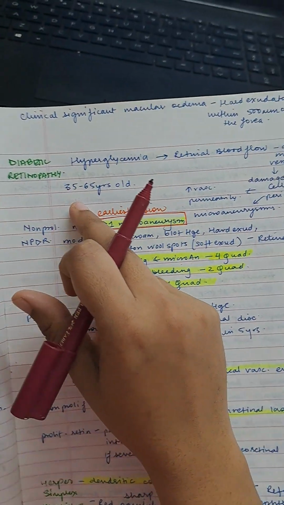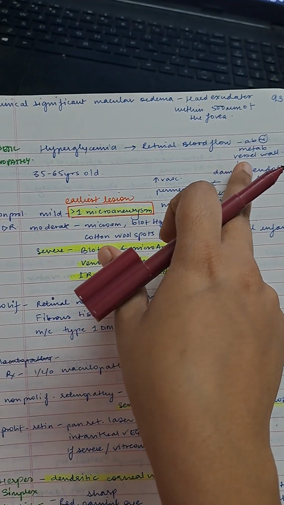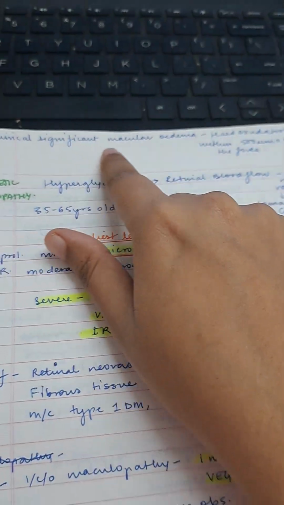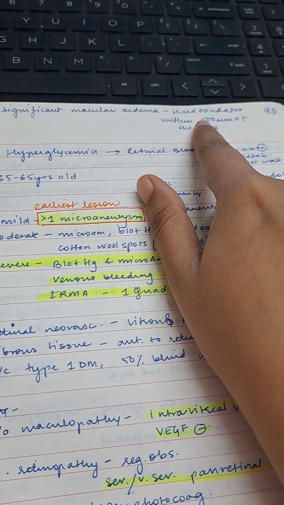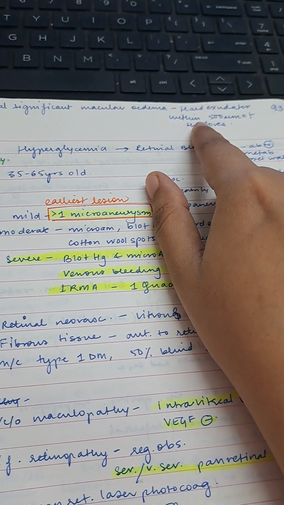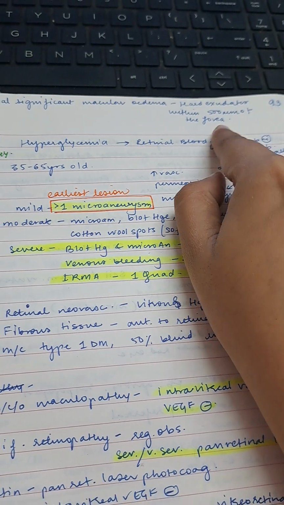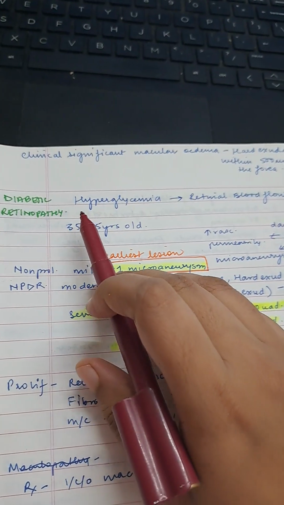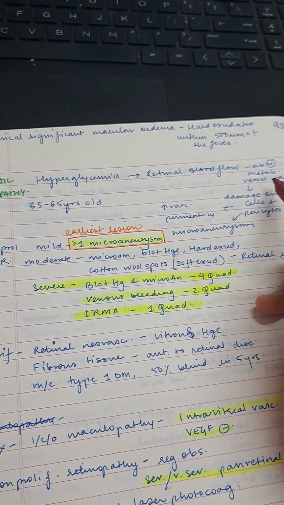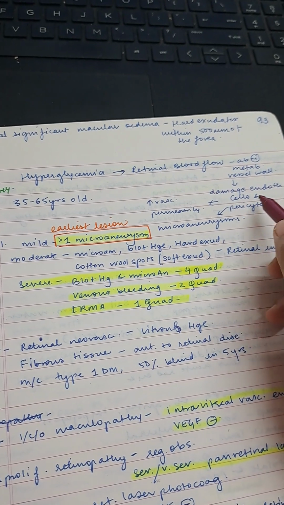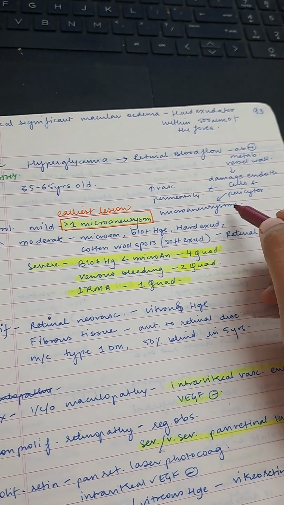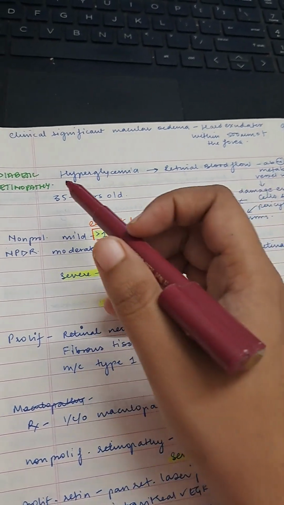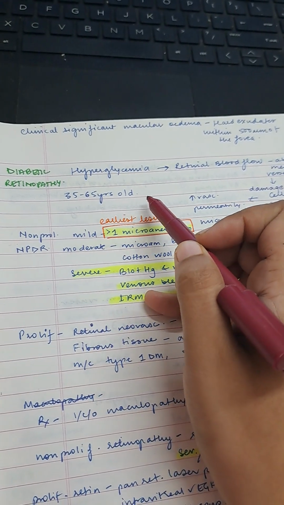Now diabetic retinopathy: hyperglycemia, altered retinal blood flow, abnormal metabolism, vessel wall damage to the endothelial cells and the pericytes, and microaneurysm increases the vascular permeability. Clinically significant macular edema: hard exudates within 500 micrometers of the fovea. This is seen in 35 to 65 year olds.